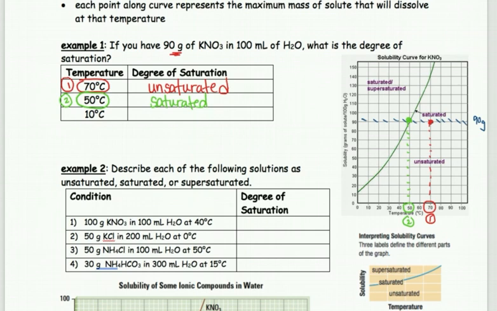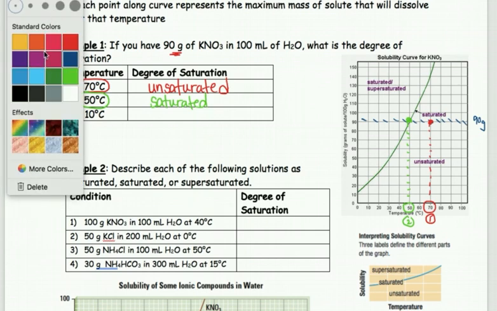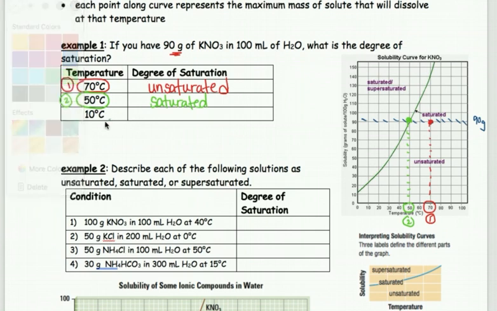Okay, and the last one, we'll make it purple or light blue. All right, so here we go, 10 degrees. Okay, so 10 degrees, here it is. This is part 3 here. So I'm going to go up until I hit the 90 gram line, and there it is. Okay, so there's that point. So at 10 degrees, if I dump in 90 grams of potassium nitrate into 100 mils of water, I'm going to have way too much stuff in there. So I'm going to be supersaturated, okay?